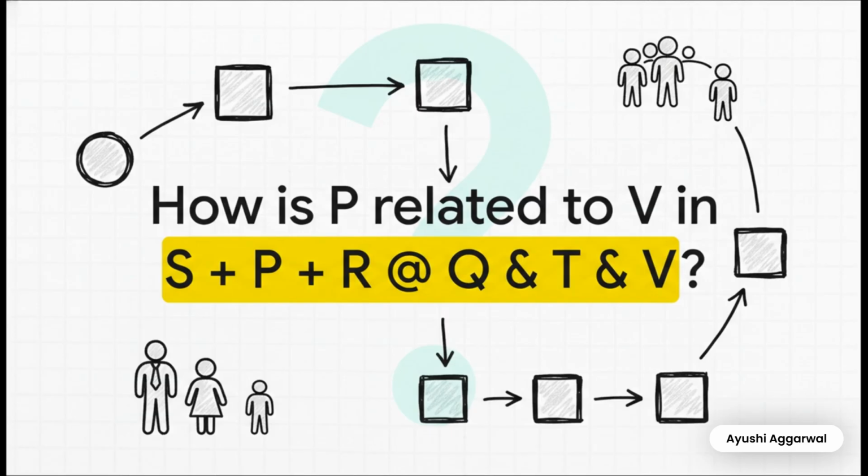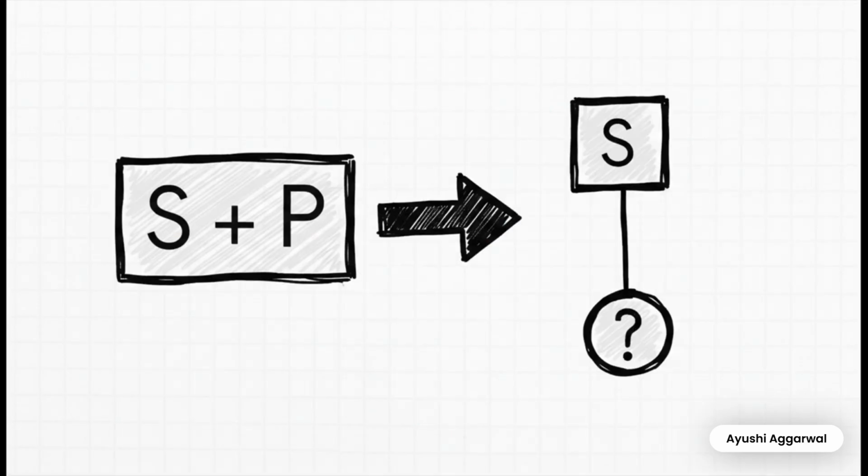Let's do it together. Let's start with the very first part of the expression, S plus P. The code tells us that A plus B means A is the father of B. So S plus P simply means S is the father of P. Let's draw that. S is the father, so he gets a square. And P is his child, so we draw a vertical line down from S to P. Right now, we don't know if P is male or female, so we'll just leave P as is.